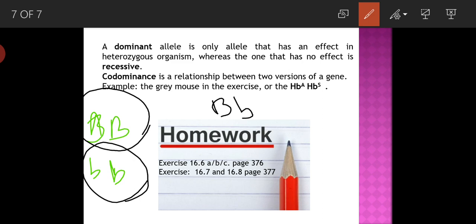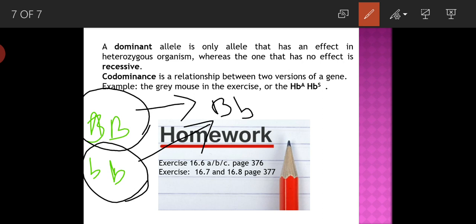So the allele that has an effect over the recessive in heterozygous organisms is known as dominant, and the allele that does not have any effect in the heterozygous organism is known as recessive.